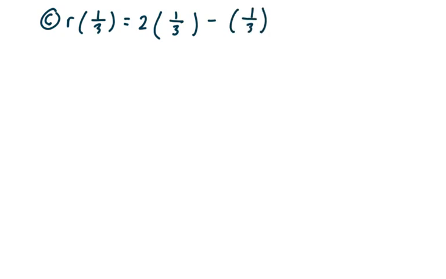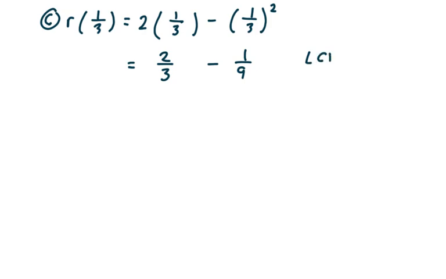On C, suppose I want r of a third. Wherever I see an s, I'm going to replace it with 1/3. So I get 2 times a third minus, and then I'm going to take 1/3 to the second. So this is 2/3. If I take 1/3 and double it, I get 2/3. And then I'm going to subtract off 1/9.